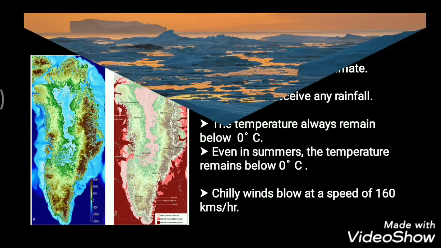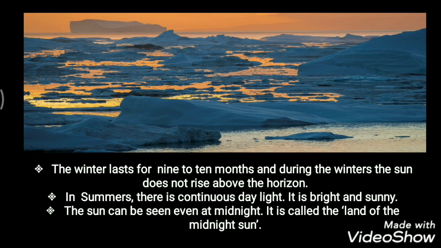Greenland is also known as the land of the midnight sun. The winter lasts for 9 to 10 months, and during the winters the sun does not rise above the horizon. In summer there is continuous daylight, it's very bright and sunny, and the sun can be seen even at midnight. That's why it is called the land of the midnight sun.